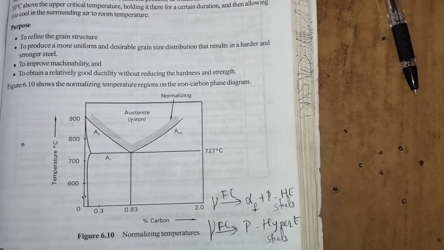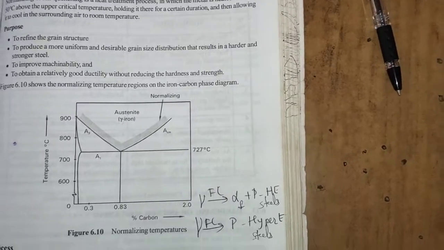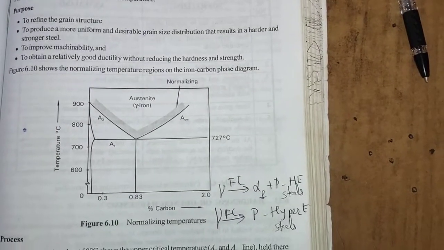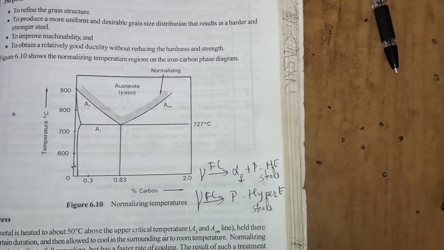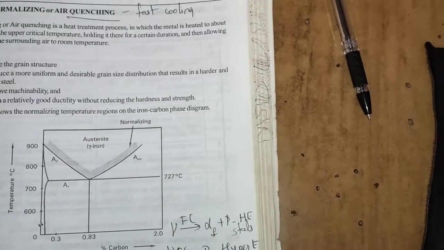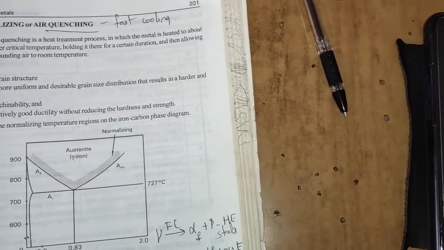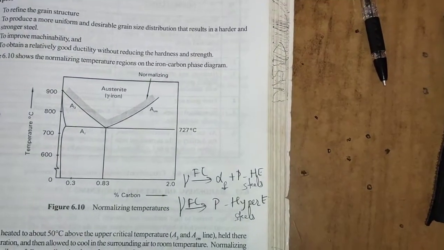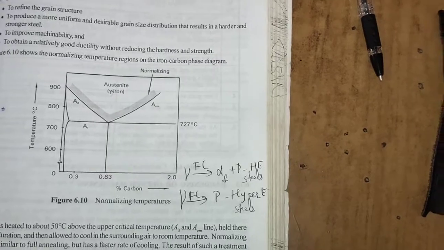But with the help of air, we are cooling. Quenching means fast cooling. So when I say air quenching, that means I am cooling the specimen at a very fast rate. Okay, so that is why it's called air quenching. Now that is the main difference between annealing and normalizing.